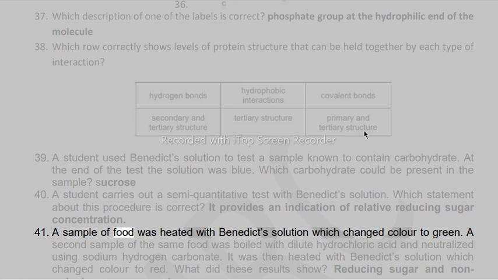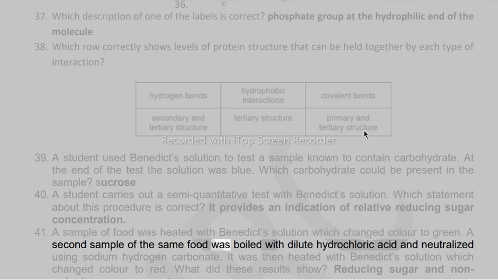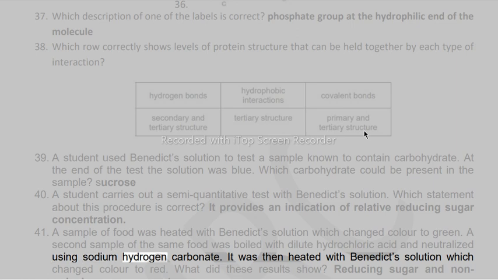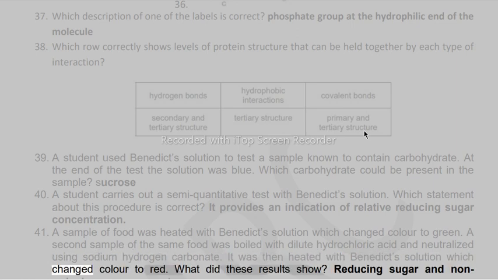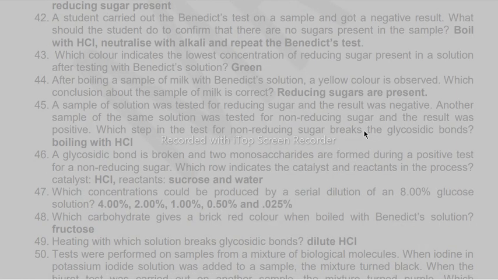41. A sample of food was heated with Benedict's solution which changed color to green. A second sample of the same food was boiled with dilute hydrochloric acid and neutralized using sodium hydrogen carbonate. It was then heated with Benedict's solution which changed color to red. What did these results show? Reducing sugar and non-reducing sugar present.